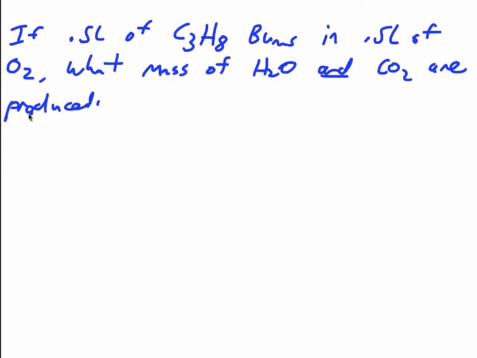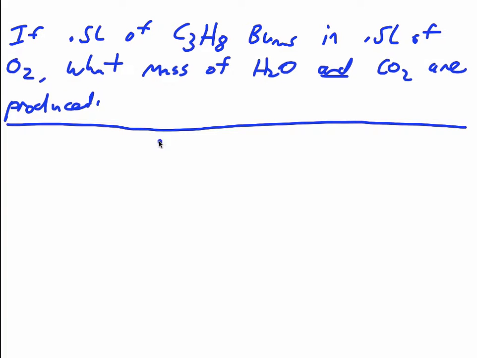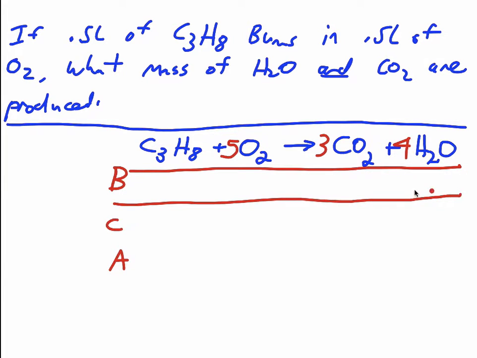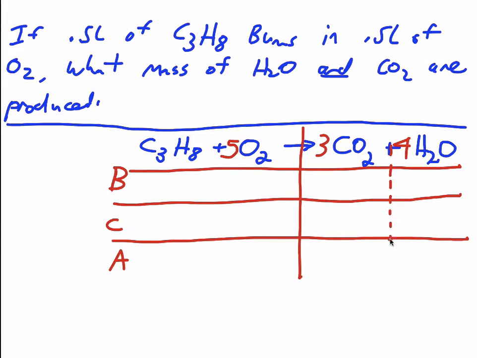Okay, so the first thing we're going to do here again is we're going to balance the reaction. So C3H8 plus O2 goes to CO2 plus H2O. So this is 3, this is 4, and this is going to be 5 to balance it out perfectly. Okay, and we're going to just divide this up.